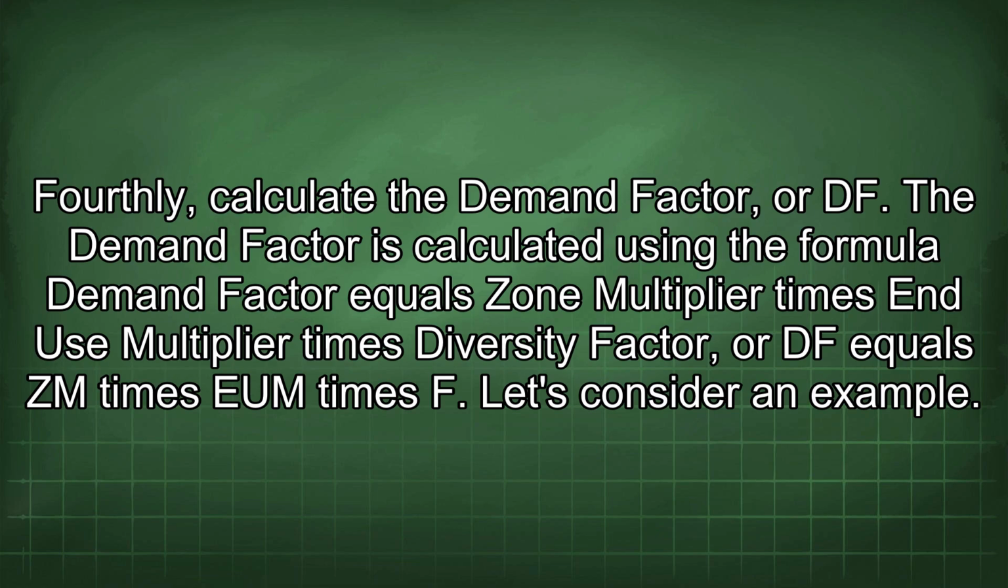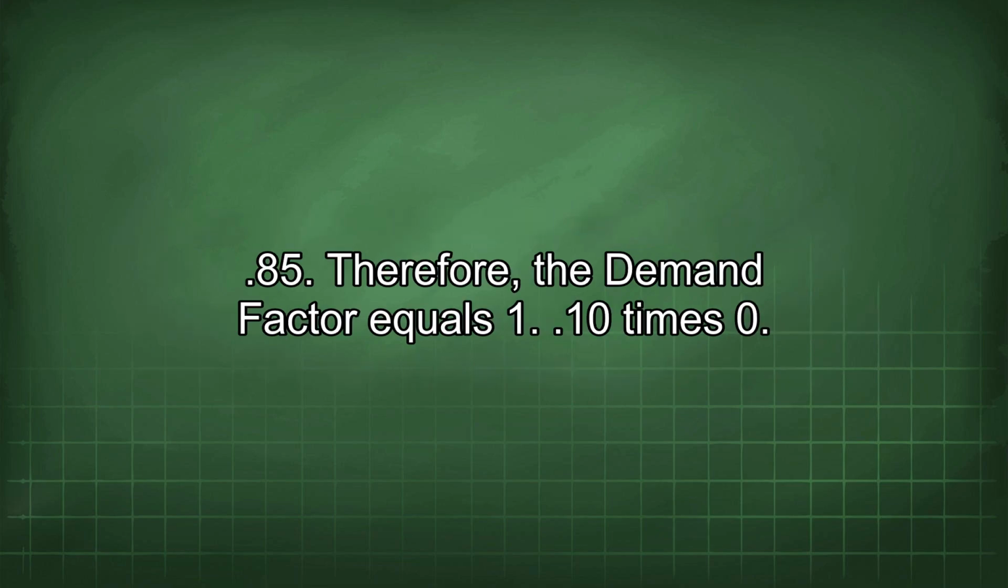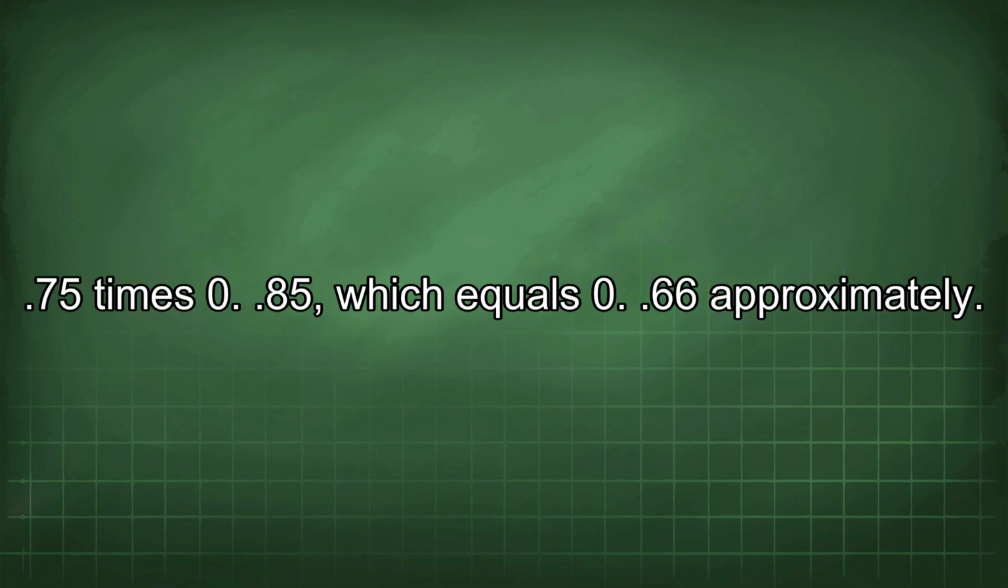The demand factor is calculated using the formula: demand factor equals zone multiplier times end-use multiplier times diversity factor, or DF = ZM × EM × F. Let's consider an example. For an office located on the middle floors, zone 2, of a high-rise building, the zone multiplier is 1.10. The end-use multiplier is 0.75. And the diversity factor is 0.85. Therefore, the demand factor equals 1.10 times 0.75 times 0.85, which equals 0.66 approximately.